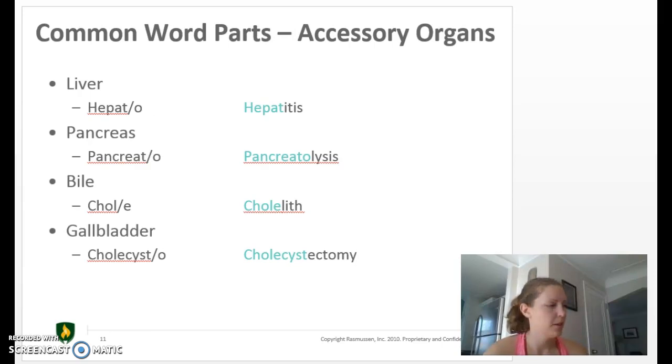All right, quickly through the accessory organs, we have hepato, so hepatitis, inflammation of the liver. Pancreas, this is kind of an interesting word because we add a T there at the end of the combining form. That's a little bit unusual. So pancreatolysis. Then we have cholelith and cholecystectomy for bile and gallbladder.